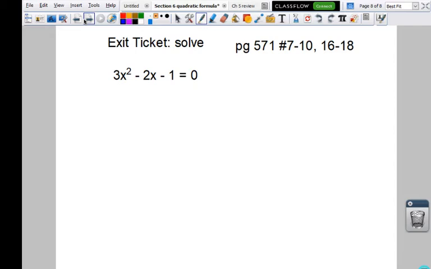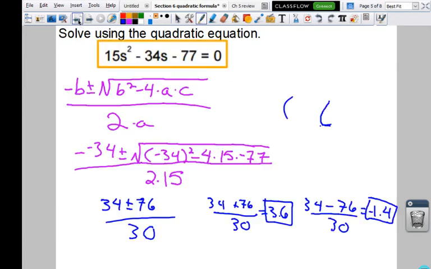Alright, here's what you're gonna do for your exit ticket. Calm down. What I want you to do for your exit ticket, you know how we got to something plus minus something divided by something, right? That's all I want you to do for your exit ticket. He wants us to get to a certain step. You know how we got to this step right here? All you have to do is get to this step right here.